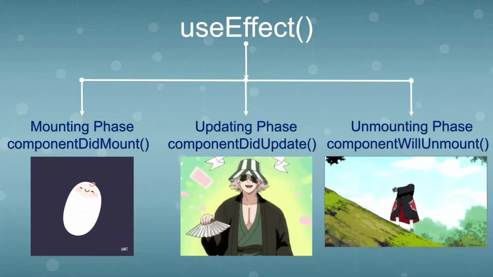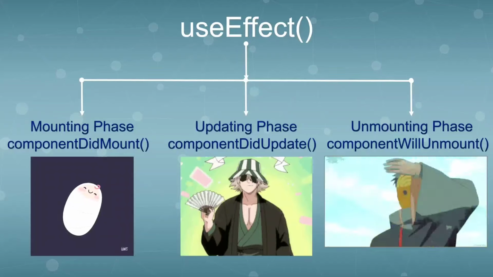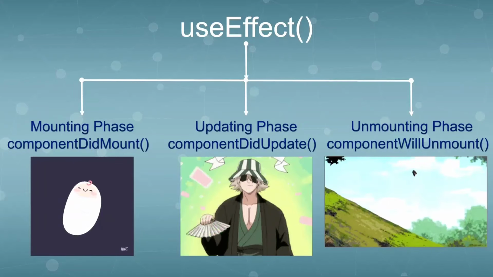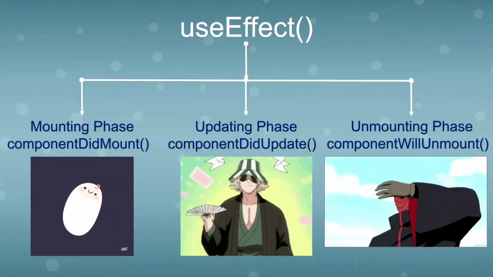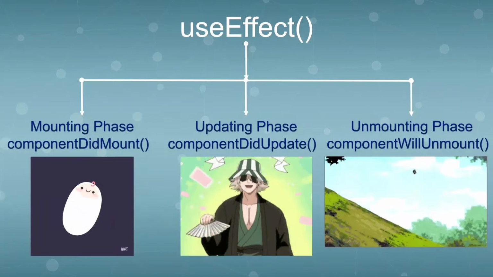Last but not the least, the unmounting phase. So here you can see it is getting vanished. Whenever a component is removed from your DOM, it leaves your actual DOM, that phase is nothing but your component unmount. So this is how this whole life cycle phases actually work.